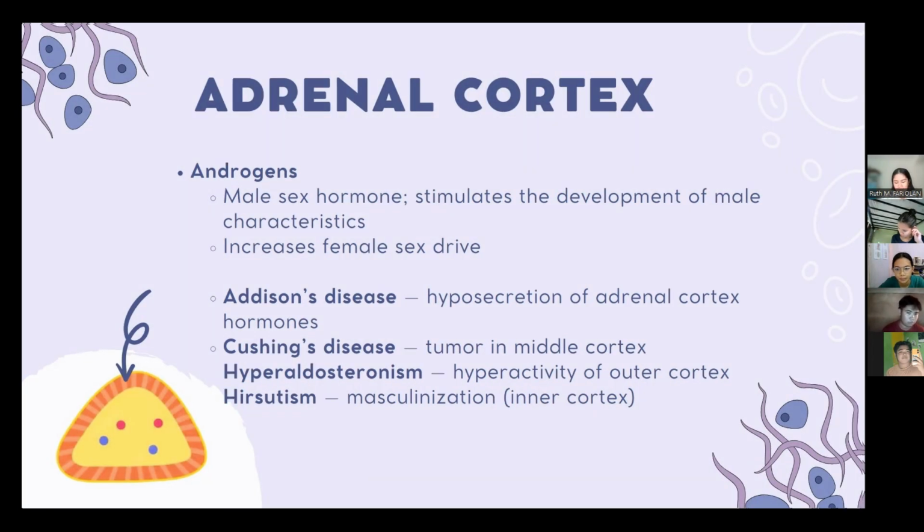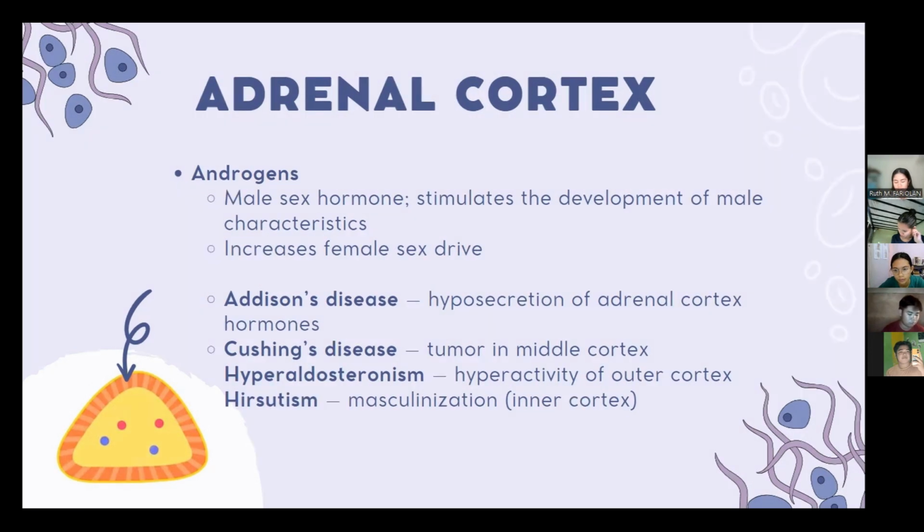The third class of hormones secreted by the inner layer of the adrenal cortex is composed of the adrenal androgens, which stimulate the development of male secondary sex characteristics. Small amounts of androgens are secreted from the adrenal cortex in both males and females. In adult males, most androgens are secreted by the testes. In adult females, the adrenal androgens are influenced by the female sex drive.